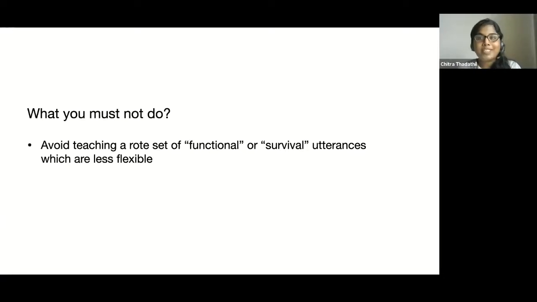So the first thing in terms of management is what you should not do. Don't teach a set of functional utterances, or utterances just to maintain conversations. If your stranger friend or family member is not able to understand your child, it's their problem. That's not your problem. You don't have to make your child work hard memorizing a set of things for which he's not really ready, to impress somebody who doesn't really even care about you or your family.